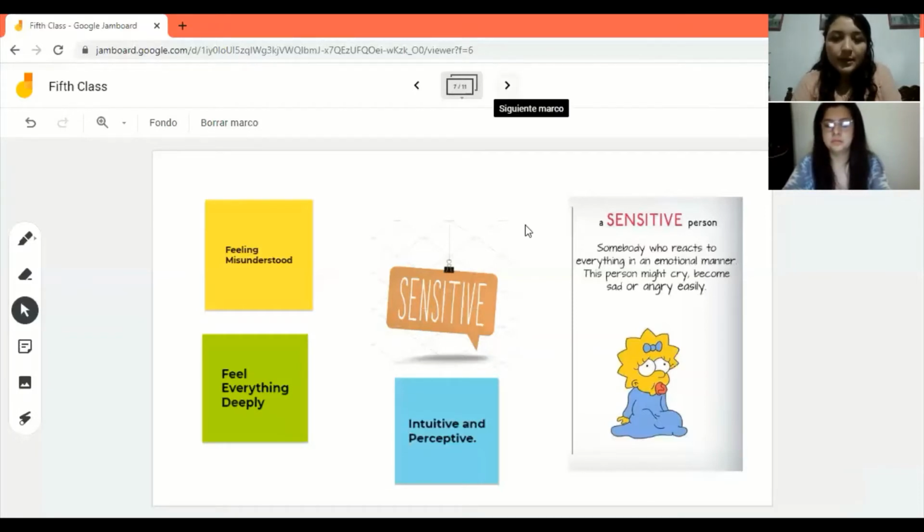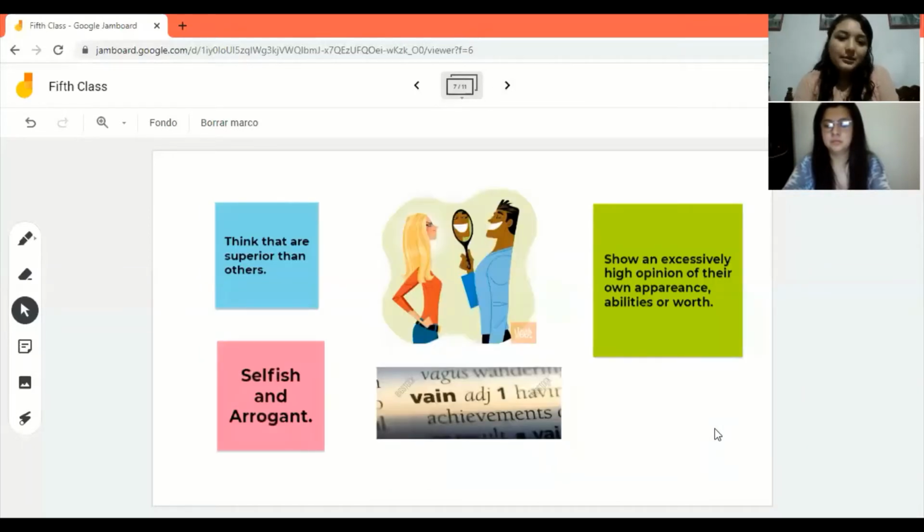Then we have the last one, which is vain. Vain in English has many meanings. In this case, we are using it as an adjective. As you can see in the picture, these people think that they are superior to others. They are selfish and arrogant, and they show an excessively high opinion of their own appearance, abilities, or worth. They think that they are better than the others.